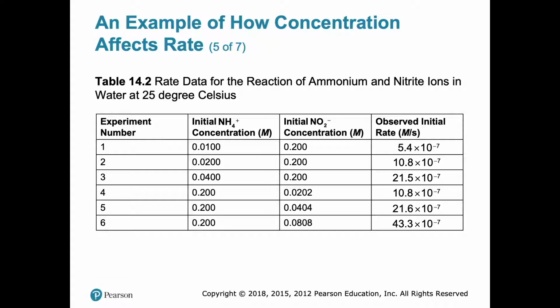And then in the last three reactions, this time we kept the ammonia concentration constant, and now we doubled the nitrite concentration. So here we're going from 0.0202 to 0.0404 to 0.0808, and as we did that, we saw the rate double as well, from 10 to 20 to 40. We see that trend right there, okay?